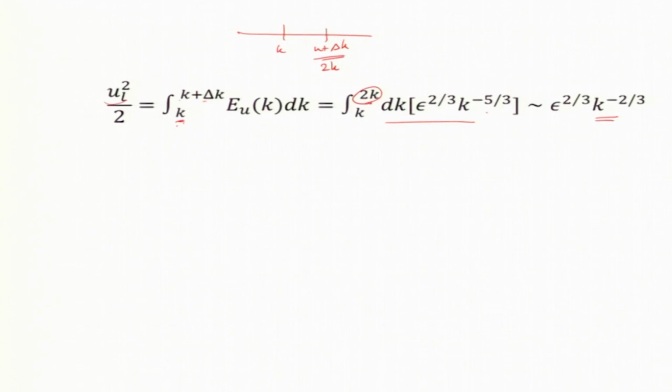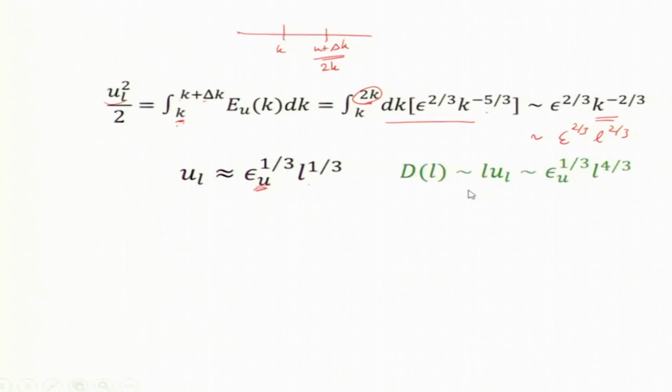So, my UL squared is epsilon^(2/3), k is 1 by length, so L^(-2/3). So, what is UL? I take the square root, and I get epsilon^(1/3) L^(1/3). This is the cascade rate. Given this, I can look at the diffusion coefficient. What is the unit of diffusion coefficient? It is centimeter square per second, or it is length times velocity scale.